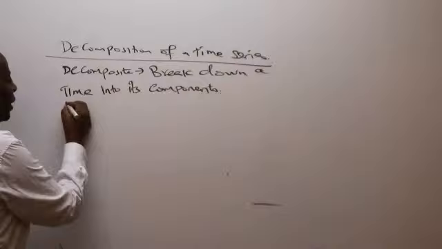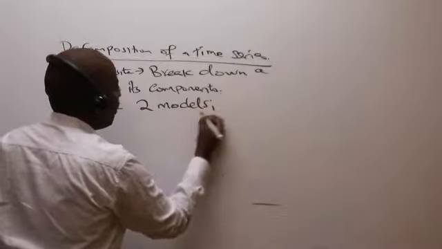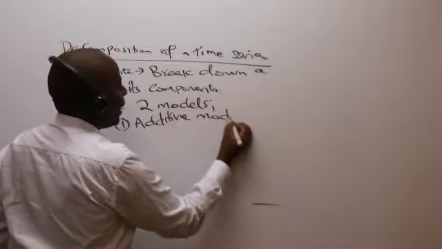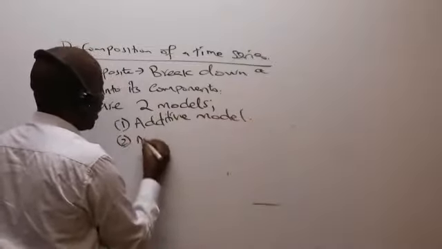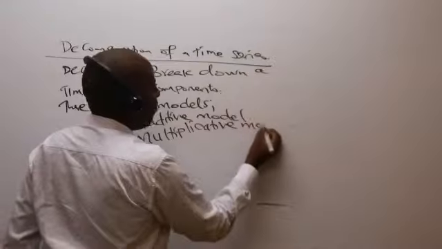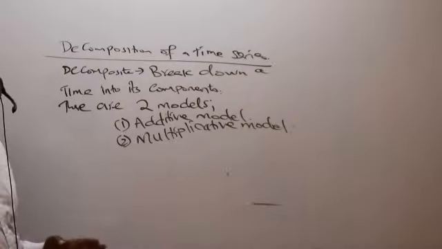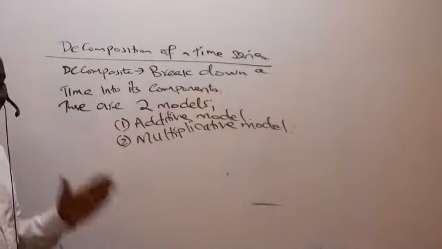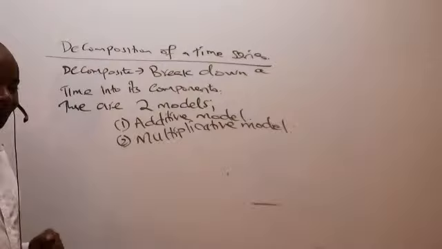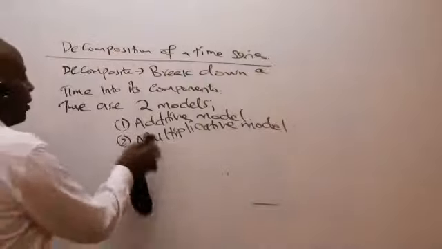So we have two models. Number one, we have the additive model. And then number two, we have the multiplicative model. So additive versus multiplicative. Additive model versus multiplicative model. So we're going to explain each one of them. We start with the additive model.